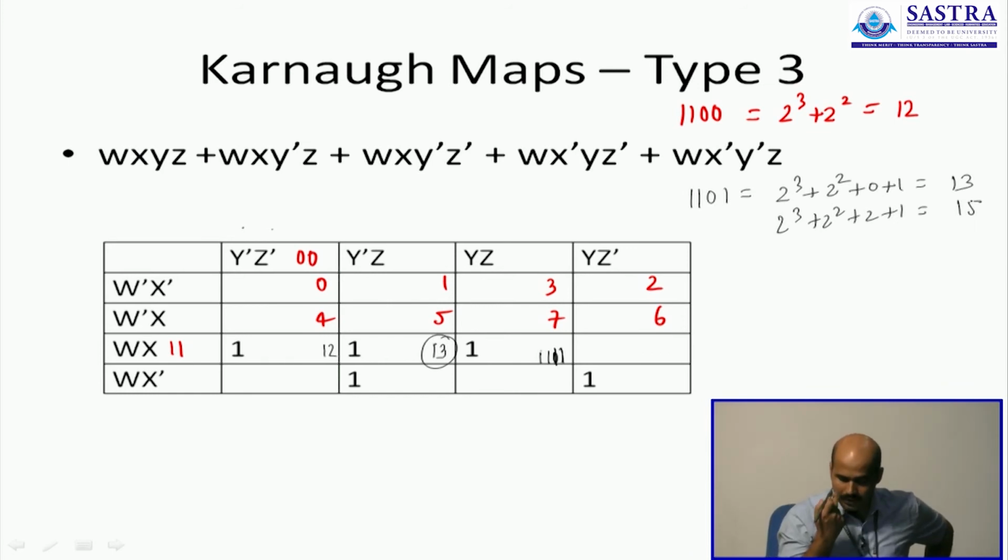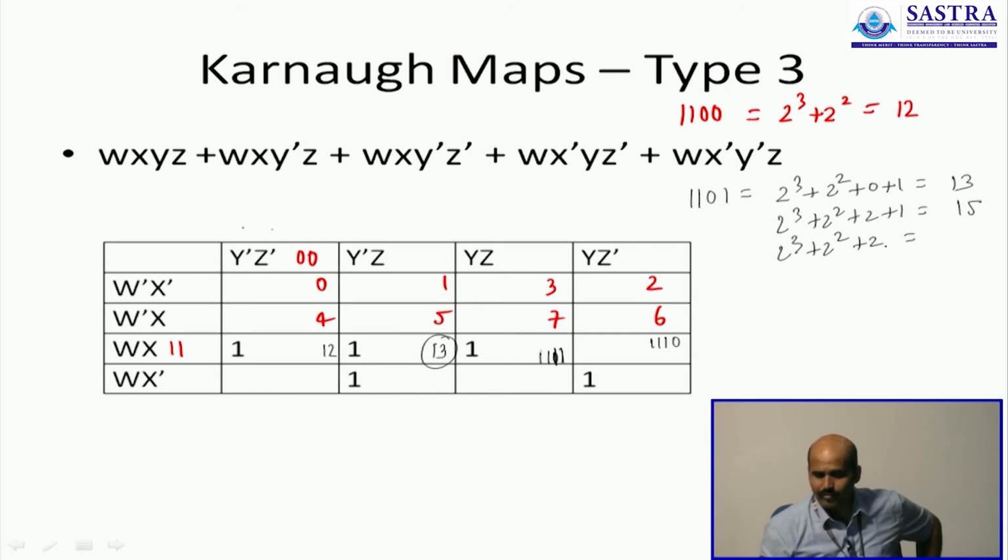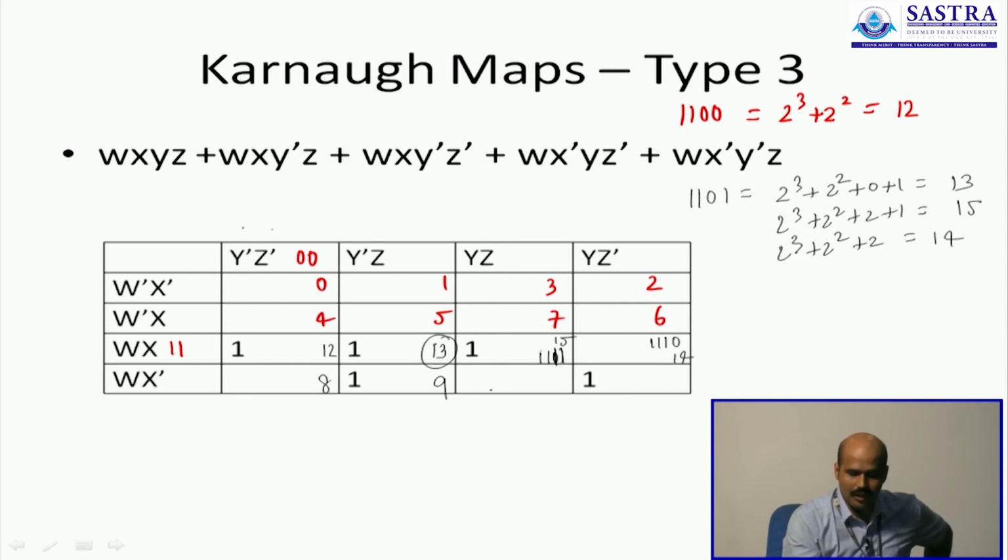The last one is 1, 1, 1 and 0. That's going to be 2 cube plus 2 square plus 2, which is 8 and 4 and 2, which is 14. So this row is 12, 13, 15, 14. And this is w x bar, so only 1 remains. That's the highest power. That's 8, 9, 11 and 10. That's how you write these 16 numbers 0 through 15. And now we are ready to start solving the problem.